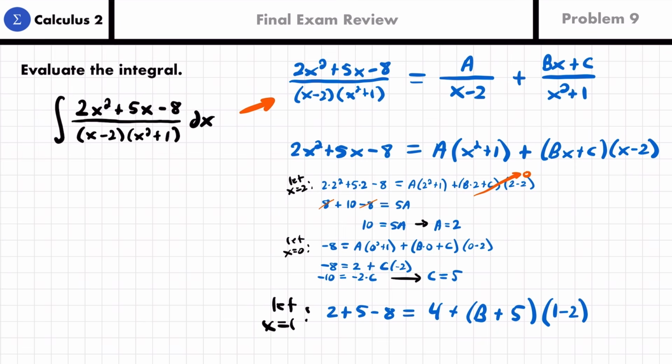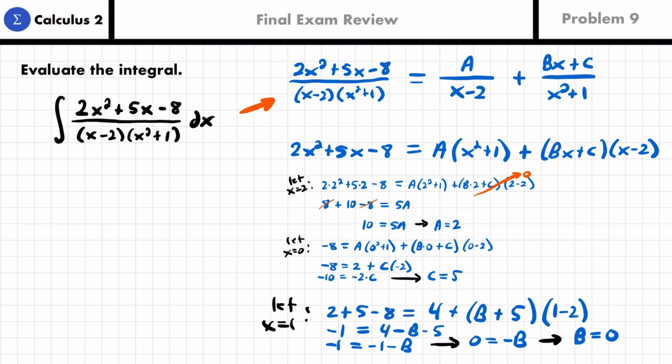All right, now simplifying, 2 plus 5 is 7, minus 8 is negative 1. So we have negative 1 is equal to 4 plus b plus 5 times negative 1, right? 1 minus 2 is negative 1. So distribute negative 1 through this quantity, and you'll get negative b minus 5. So I'll write that down here. And then 4 and negative 5 combine to be negative 1. So we have negative 1 is equal to negative 1 minus b. And then if you add 1 to both sides of the equation, what you find is that 0 is equal to negative b, and then you can multiply both sides by negative 1. It doesn't matter. What we find here is that b is equal to 0.